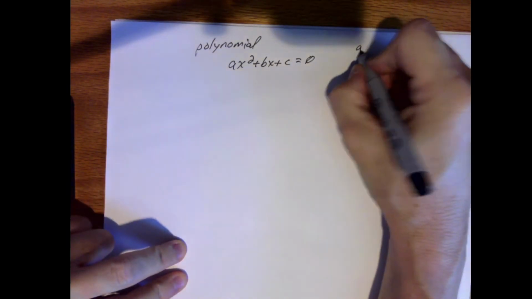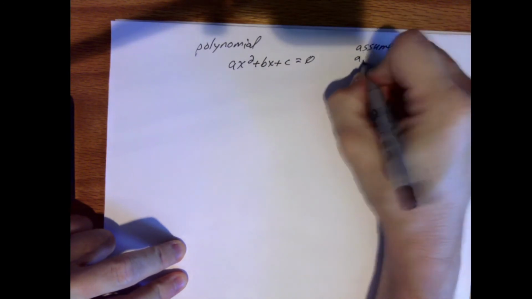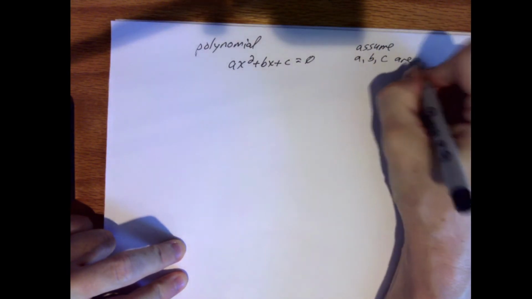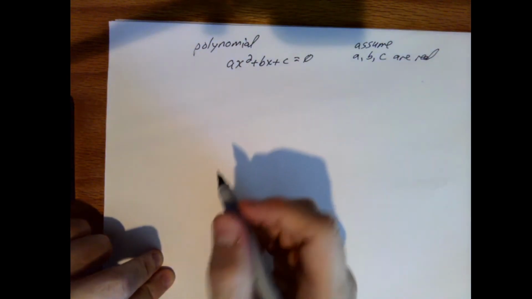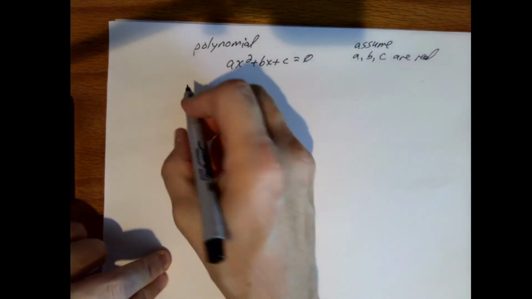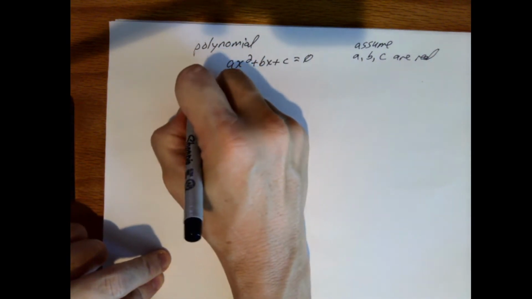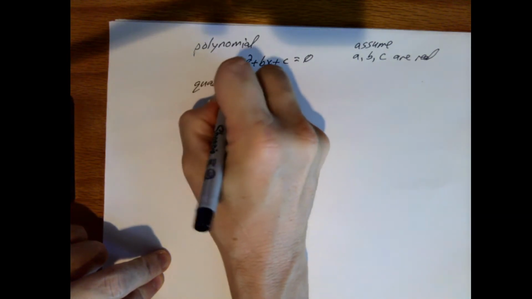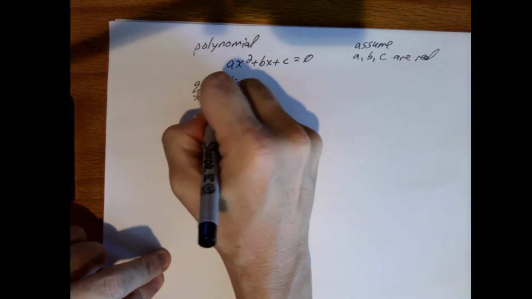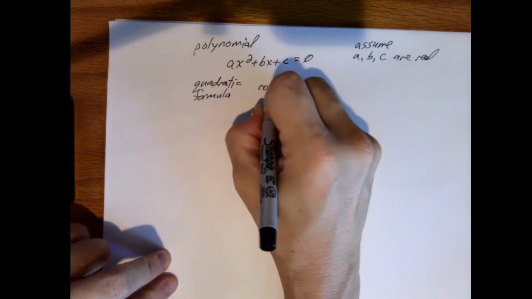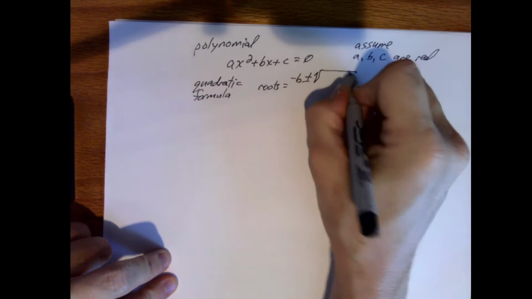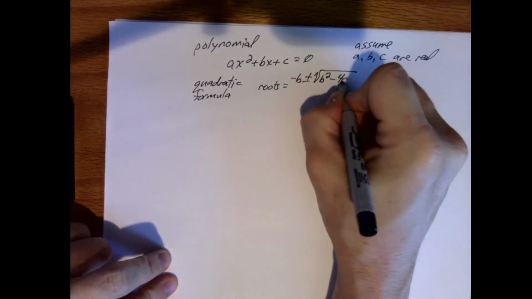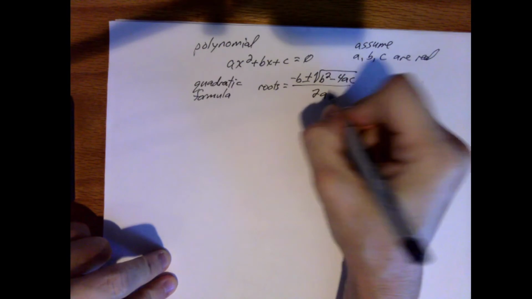And we're going to assume that a, b, and c are real. We won't have any imaginary parts for any of these to deal with. So we can use the quadratic formula for this, which says that the roots are equal to minus b plus or minus square root of b squared minus 4ac over 2a.